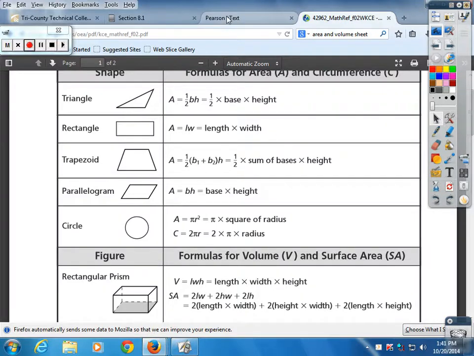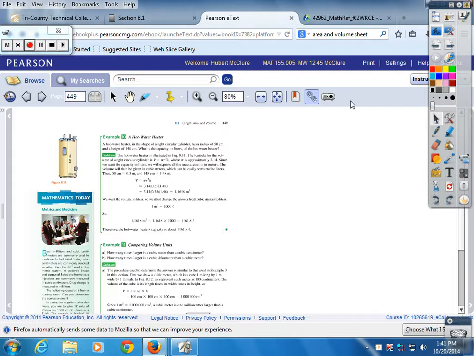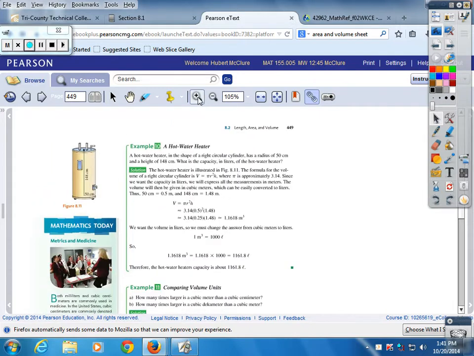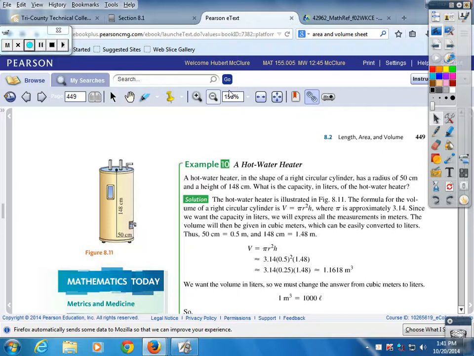So we go back to our handy dandy problem here, and I'll just blow this up a little bit, let you look at it. You don't have to write it down because it's not very difficult, okay? A hot water heater is in the shape of a cylinder, has a radius of what? 50 centimeters. Okay, so that's your r. And a height of 148 centimeters. So it'd be pi r squared. 50 squared is 2,500. So it'd be 2,500 times 3, which is 7,500. And 7,500 multiplied by 148.